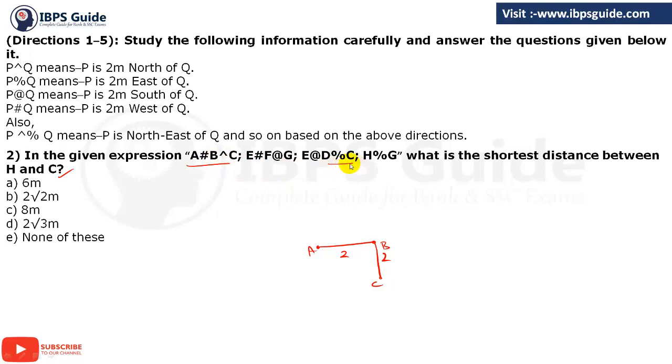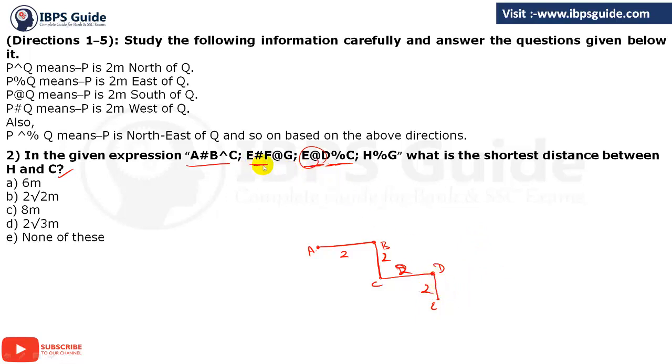So there you have C. Now D percentage C. Percentage means east, so D is in the east of C. So there you have D, and it will be 2. Clear? Now E at the rate D. At the rate means south, so E is in the south of D. So there is E, and it will be 2.